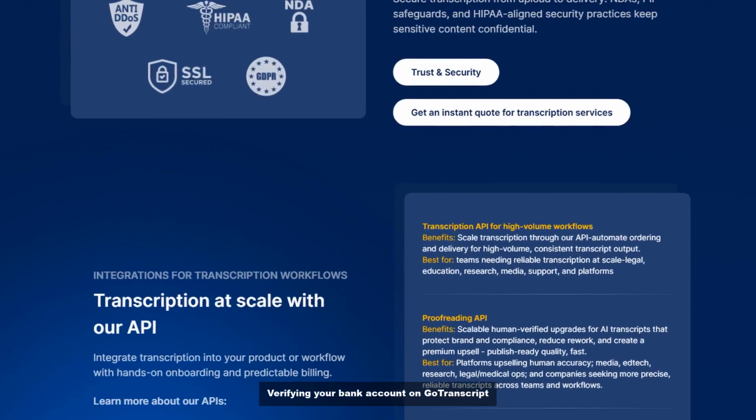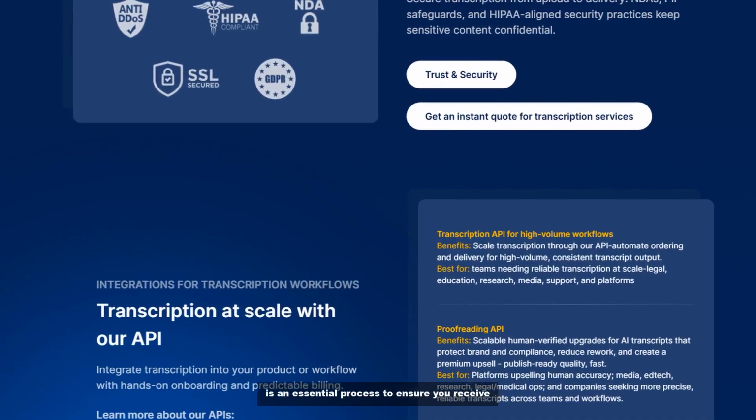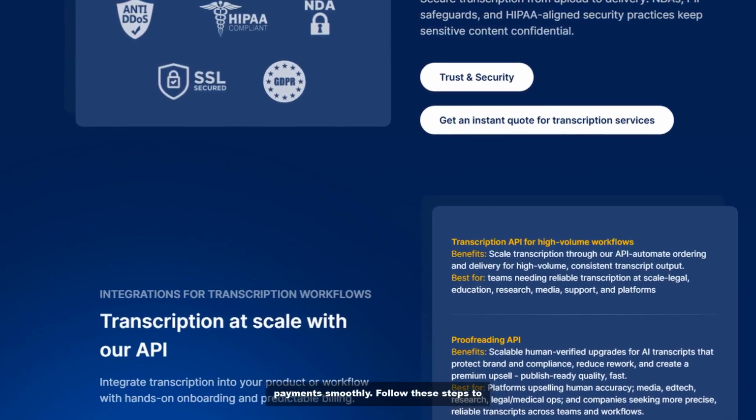Verifying your bank account on GoTranscript is an essential process to ensure you receive payments smoothly. Follow these steps to complete the verification.